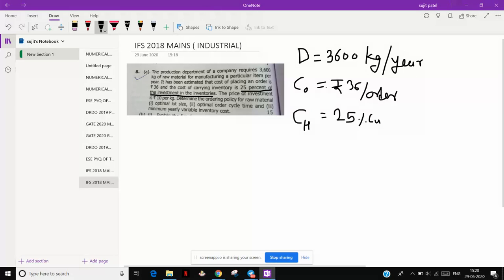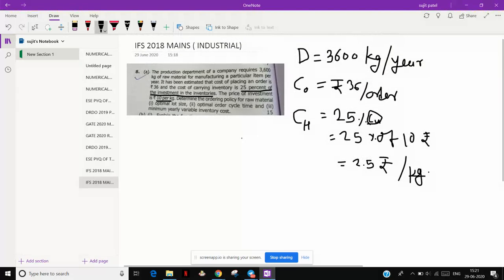And the price of the raw material is 10 rupees per kg. In the next statement they give the unit price, that means the unit cost of that raw material, which is 10 rupees per kg. So 25% of 10 rupees is 2.5 rupees. This is our inventory holding cost per kg.